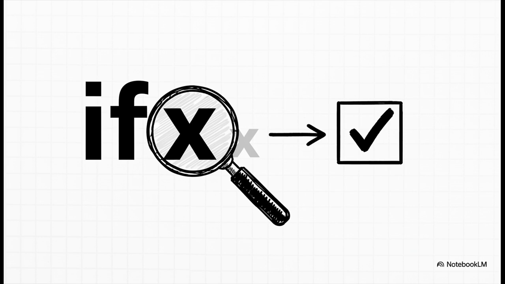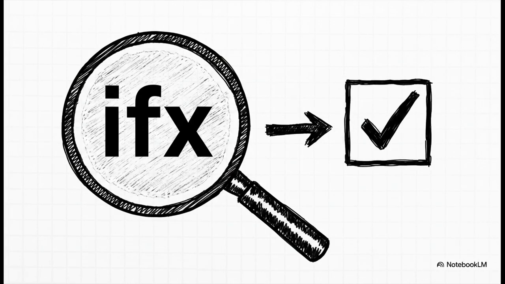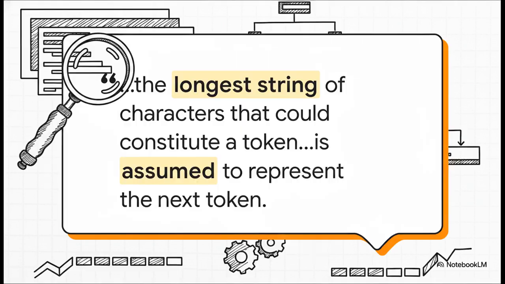So is that it? Is it done? Or should it keep looking? Because if it keeps going, it'll see the x and find that the whole thing, ifx, is also a perfectly valid token, a variable name. This is a classic little conflict, and you need a consistent rule to solve it every time. And the solution they came up with is just so simple and elegant.